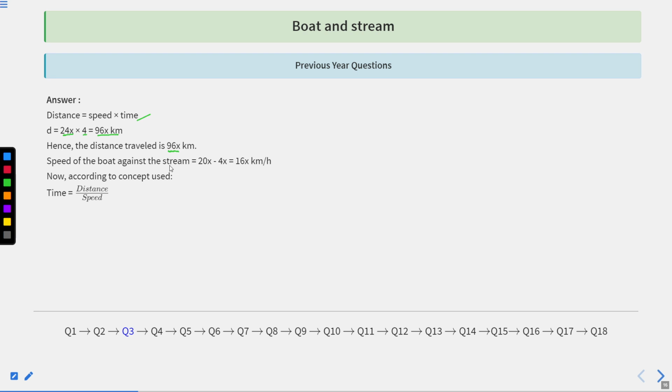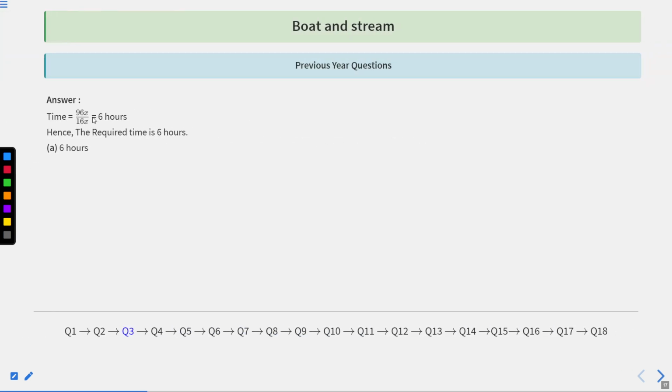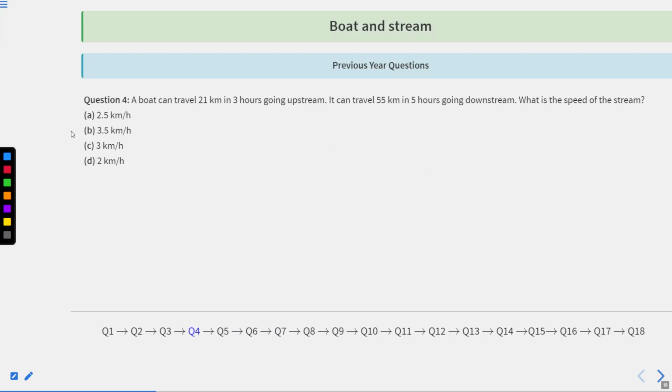So the speed of boat against the stream will be 20x minus 4x equal to 16x kilometer per hour. So now according to the concept, time equal to distance upon speed. So time equal to 96x upon 16x equal to 6 hours. Hence, the required time is 6 hours, which is option number A, 6 hours.